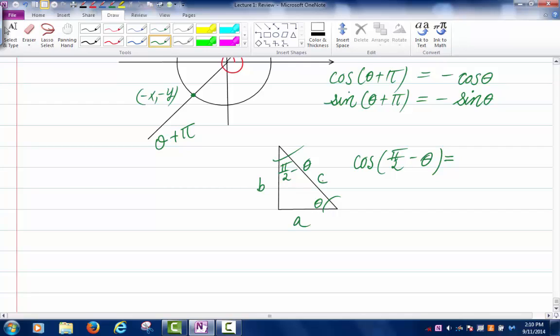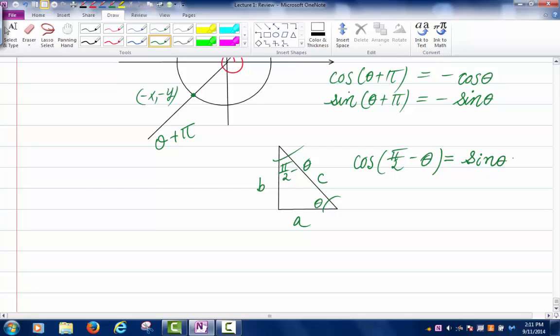So what's cosine of pi over 2 minus theta? That's B over C, right? B over C, you agree with that? Because that B is the adjacent for that angle. For the angle pi over 2 minus theta, what is the adjacent? The adjacent is B. Hypotenuse is the same C, right? Well, so I know that this is going to be B over C, but notice that for the angle theta, B over C is what? Opposite over hypotenuse, right? For the angle theta, B is the opposite. So that's actually the same as sine theta, right?